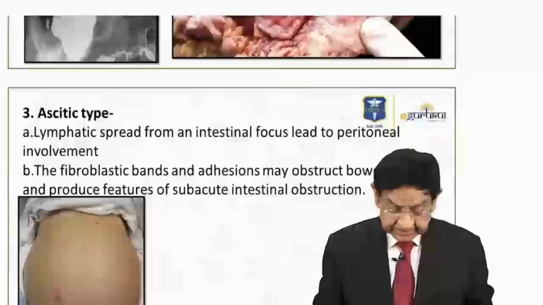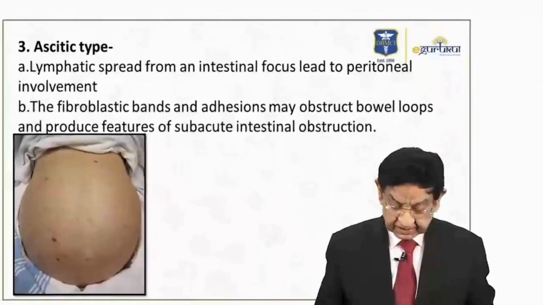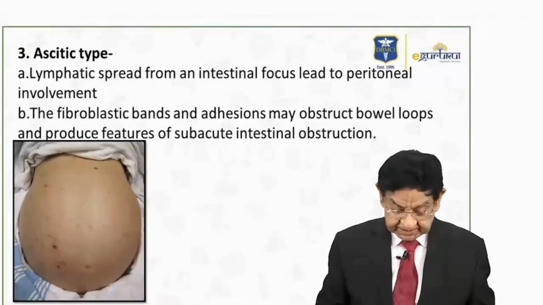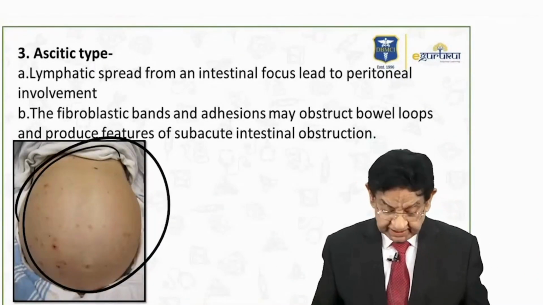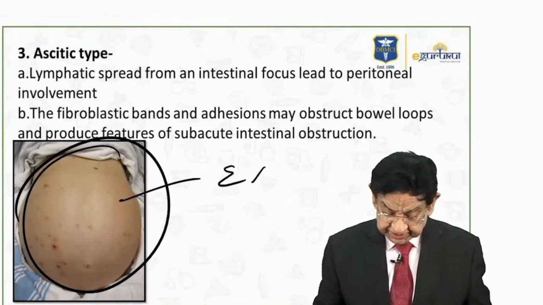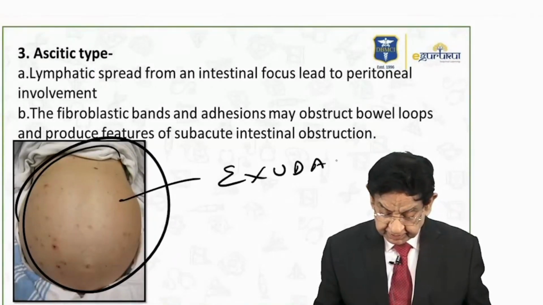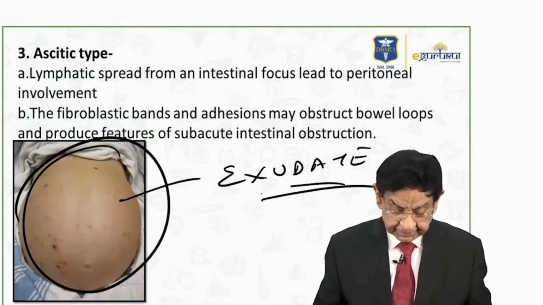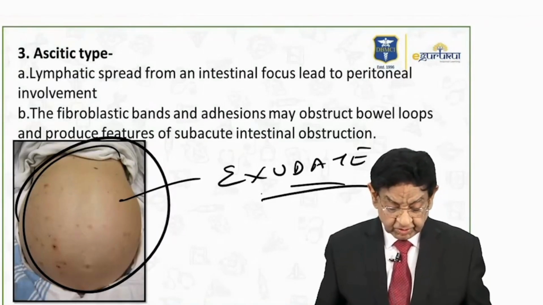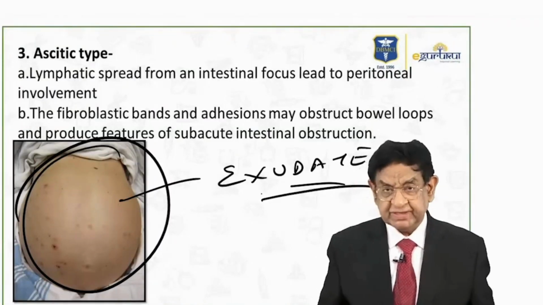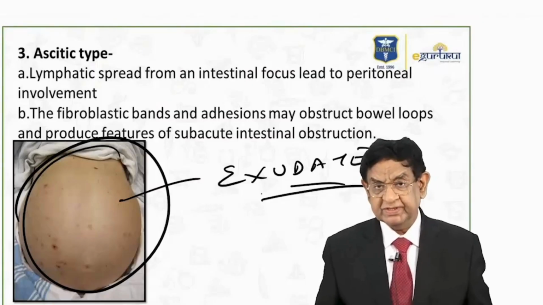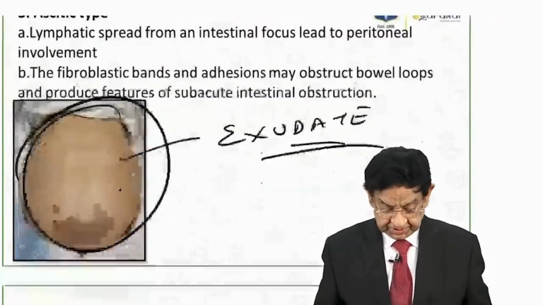Third is ascites. Classically, patient comes with a massive ascites, and it will be a type of exudate. So you may get a type of exudative ascites where the patient comes with tuberculosis.